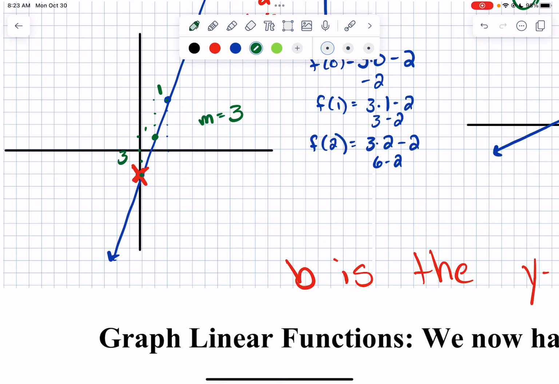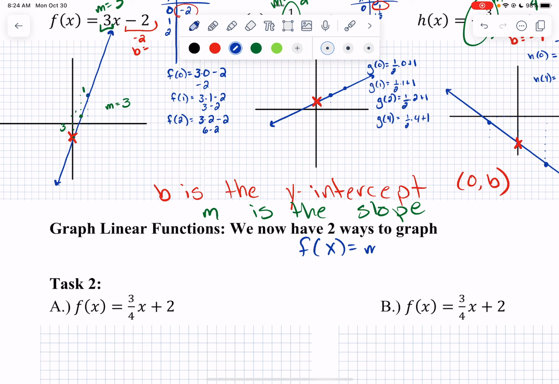If it is written in a linear function form, f of x equals mx plus b, or even y equals mx plus b, I can graph it using the slope and the y-intercept. Hence, we tend to call this slope-intercept form.